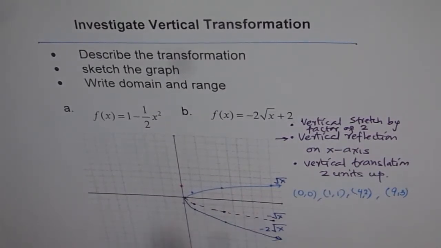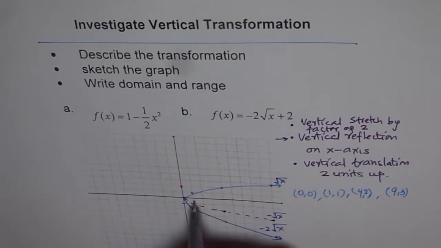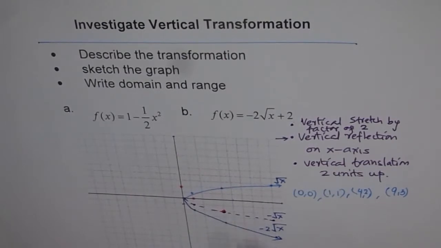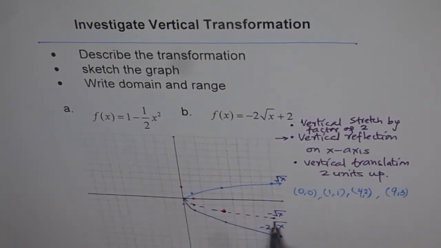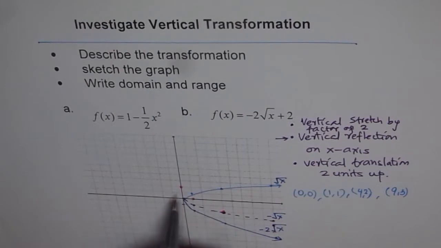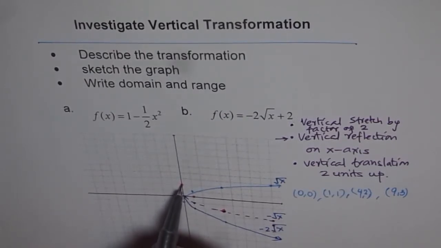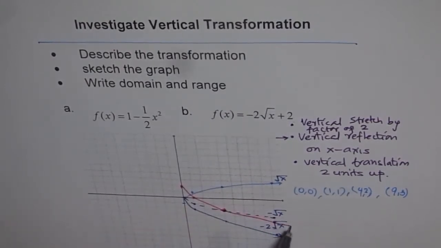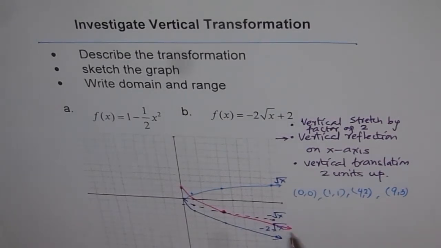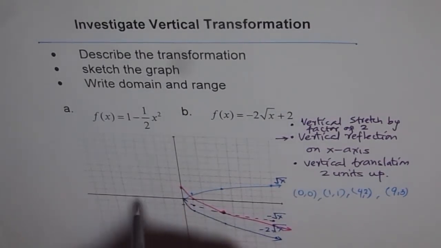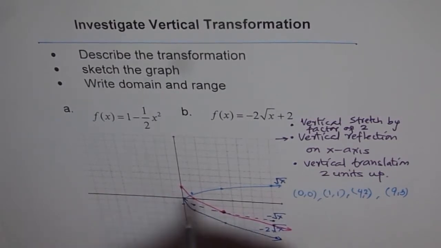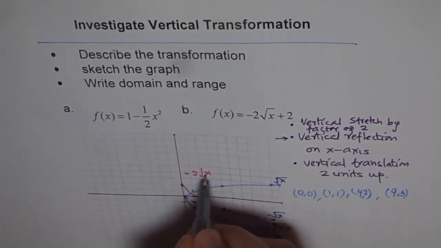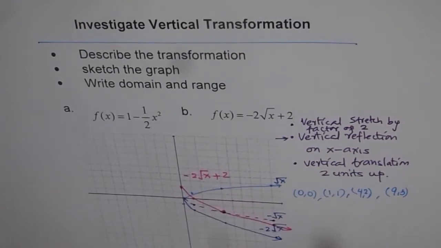So this point moves to 2, and this is already minus 2, so it comes at 0. And this one moves 2 steps, we get it here. And this one 1, 2, so we get it here, right? So with joining them, we get our final graph, which represents the transform function. So that is our final graph, and this is for minus 2 square root of x plus 2. So that is how we can sketch this kind of a function.